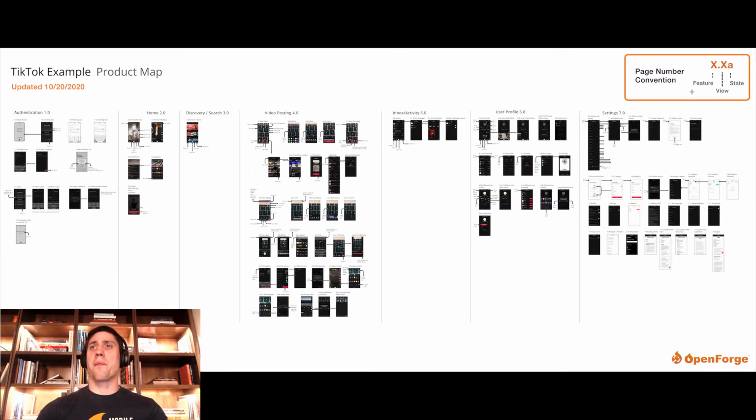So with that said, let's dive in here and talk about some of the different components of a product map. The first thing to talk about is the page number convention. The page number convention is a way for us to establish how we're going to lay out the different features. The first number that we'll have here is going to be the actual feature itself.